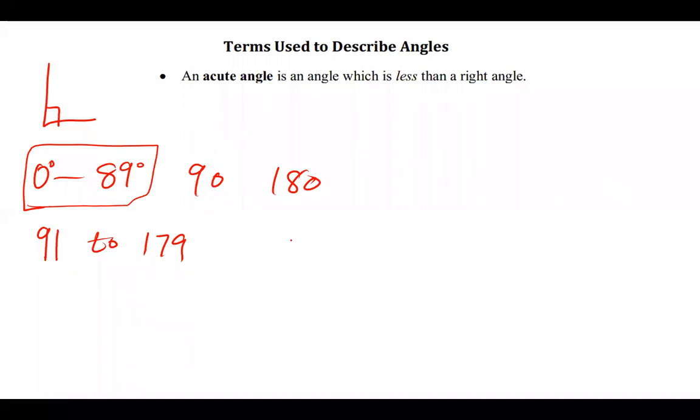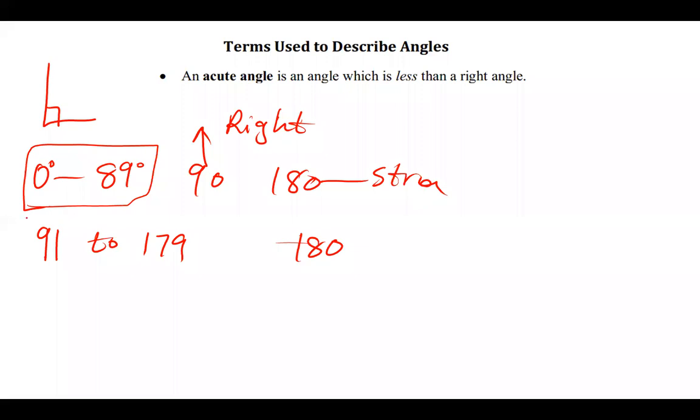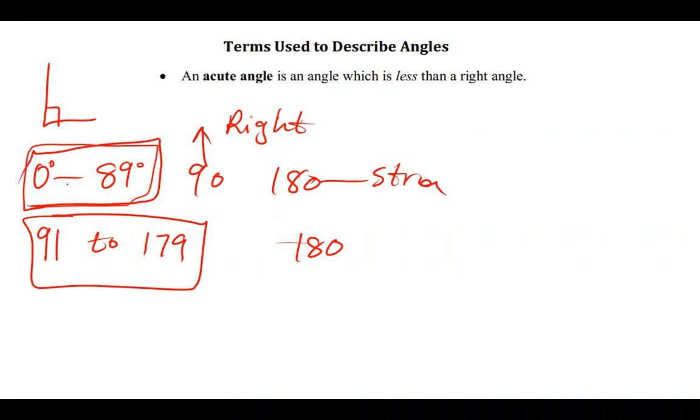Then any angle that is exactly 180 is called a straight angle or straight line angle. And any angle that is exactly 90 degrees is called a right angle, or a 90 degrees angle. So this one is a right angle. Then this one is a straight line angle. Then any angle in this range is called an obtuse angle. Then any angle from 1, or 0 point something, to 89 degrees, we call an acute angle.